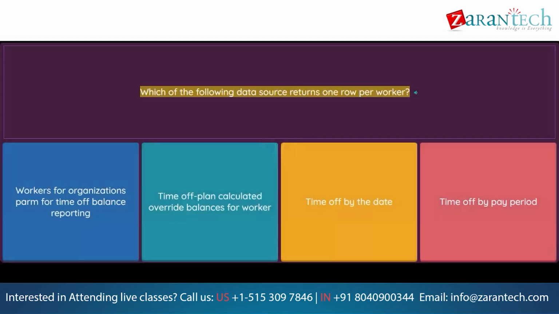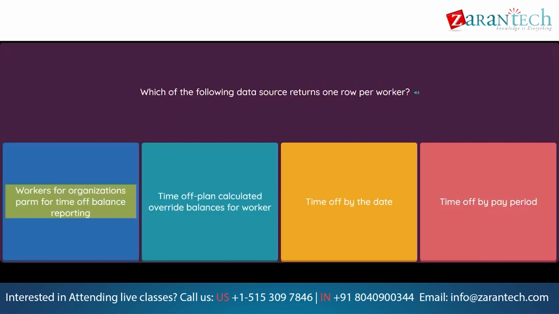Question: which of the following data source returns one row per worker? Option 1 workers for organizations PARM for time off balance reporting. Option 2 time off plan calculated override balances for worker. Option 3 time off by date. Option 4 time off by pay period.